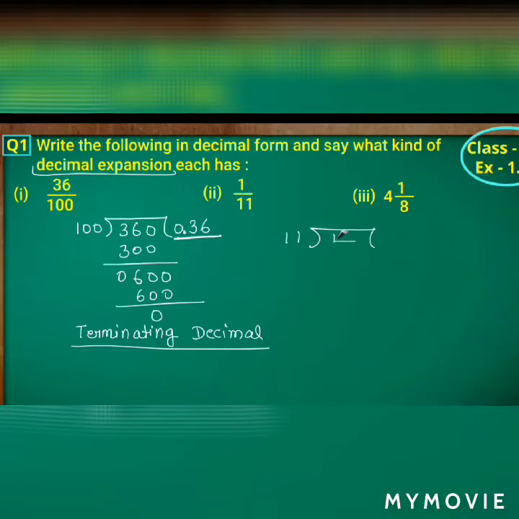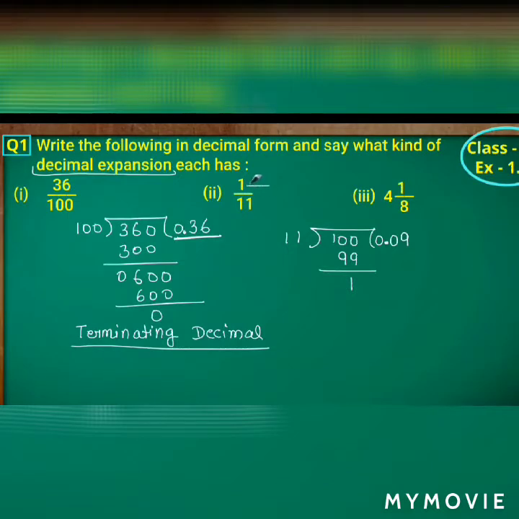Since 1 is less than 11, I'll take 0. Again it is less than 11, isn't it? So I'll take 2 zeros after the 1. So I have to start with 0.0, isn't it? The nearest value, 11 nines are 99. The remainder is 1.